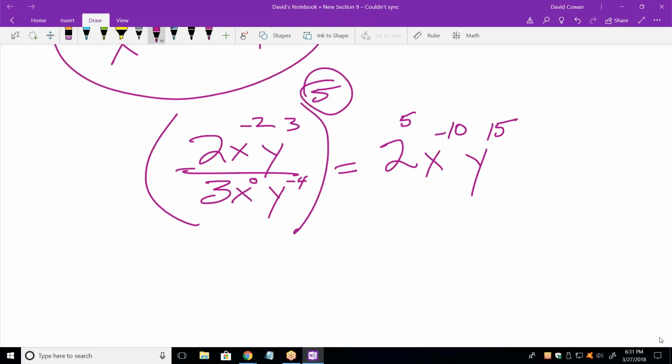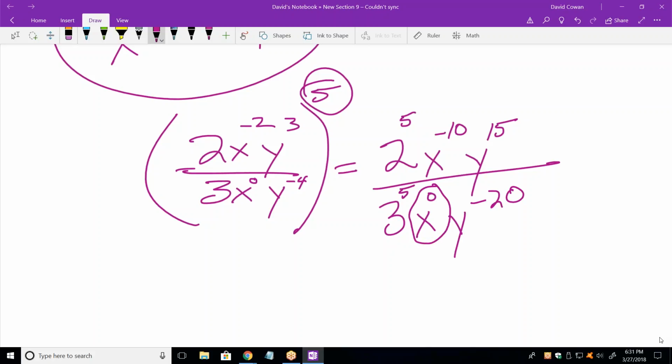And then I'm going to do the same thing in the denominator. I have 3 to the 5th. And what's the x? x to the 0 to the 5th power is what? x to the 5 times 0. And then y to the -20th. Now, what is anything to the 0th power? 1. I forgot. 1. Okay.